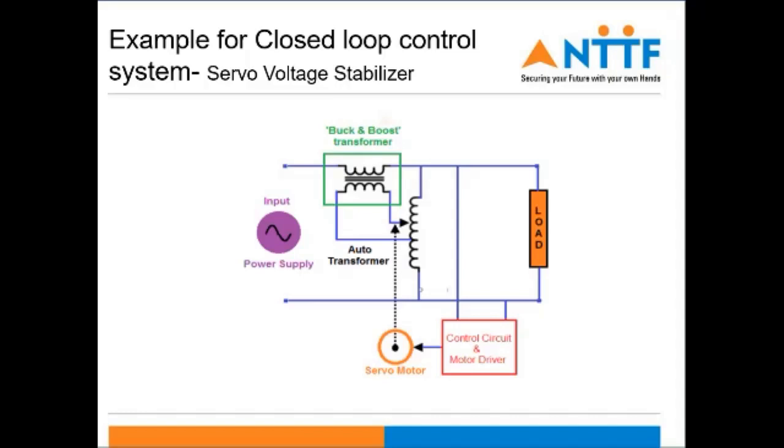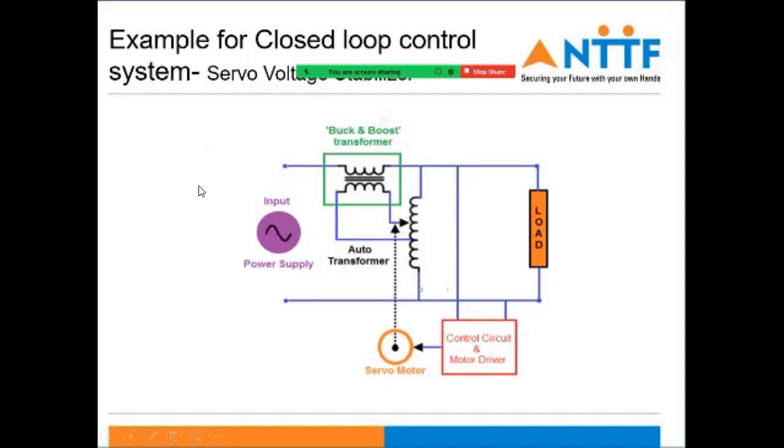If voltage is high, it controls that voltage. If less voltage is coming, it controls the voltage and boosts it, and gives it to the load, so that the load always gets controlled voltage. And here we have an auto transformer.